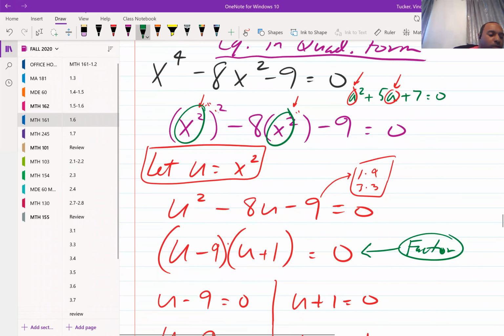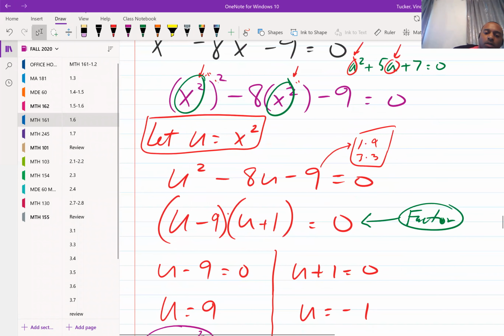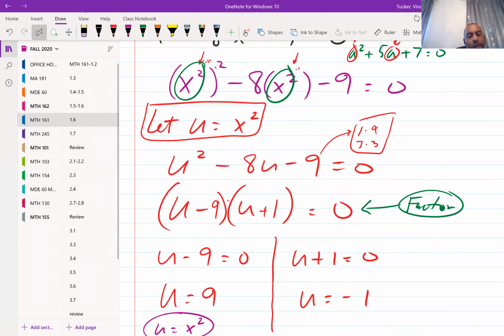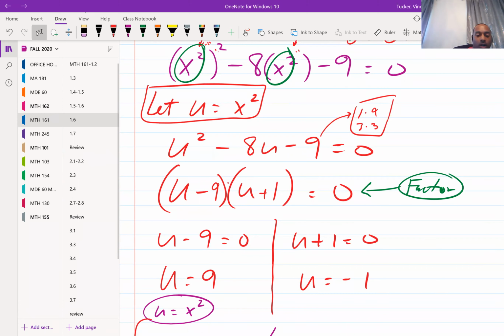Set each part equal to 0. And we have u equal to 9 and u equal to negative 1. Whenever you use the substitution, don't forget that you're not finished until you substitute what you originally had back into your equation. So our answers aren't 9 or negative 1. We're almost there, but we have to let u go back to being x squared.